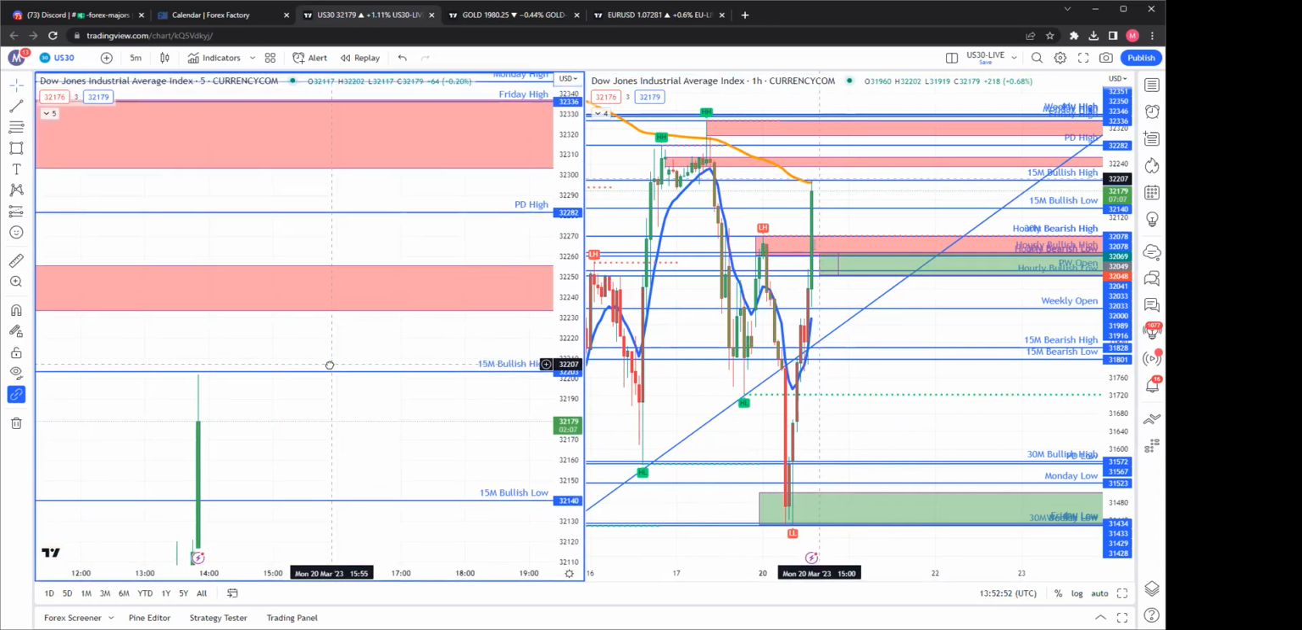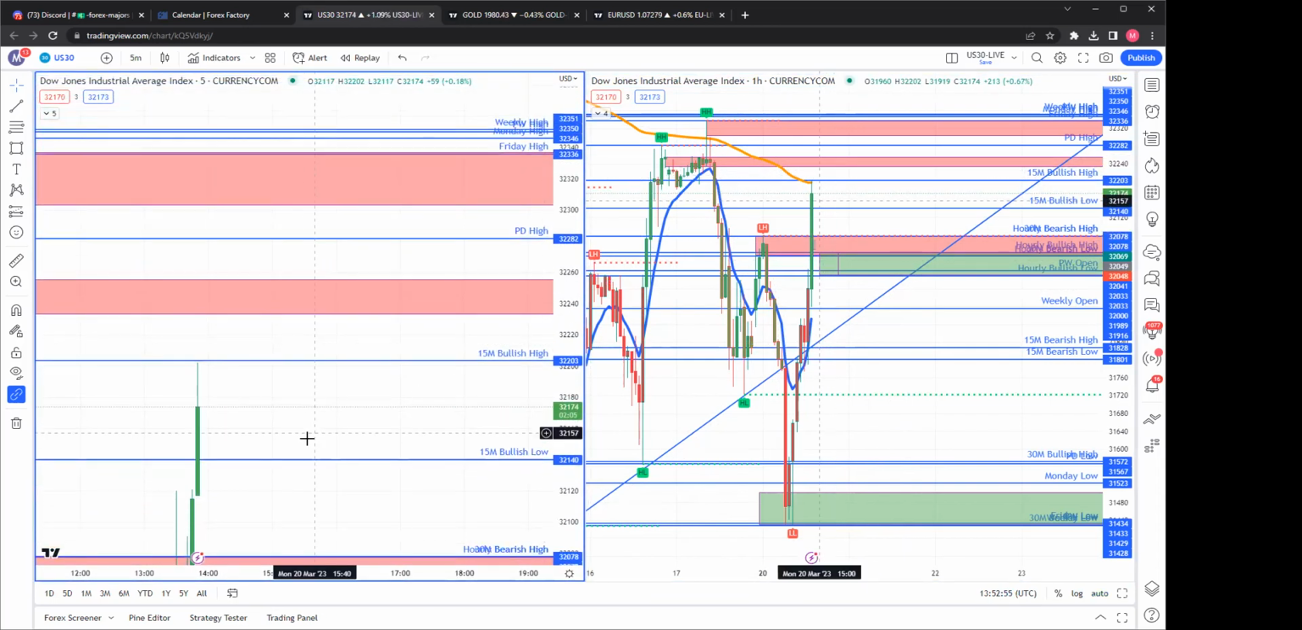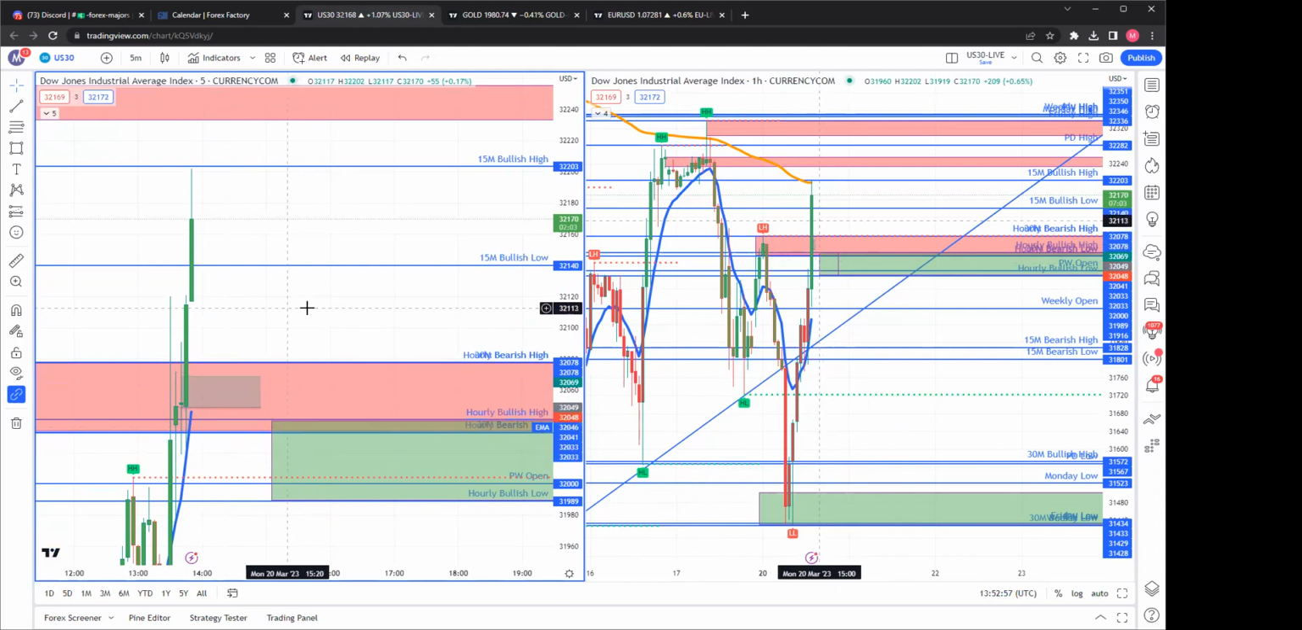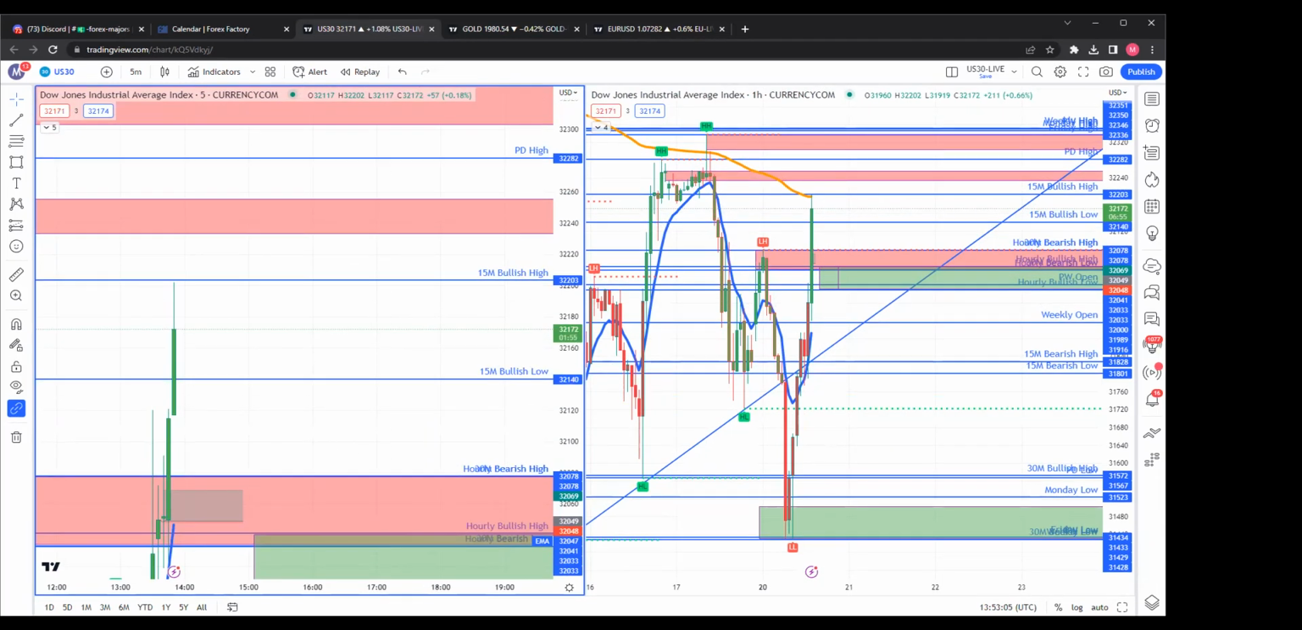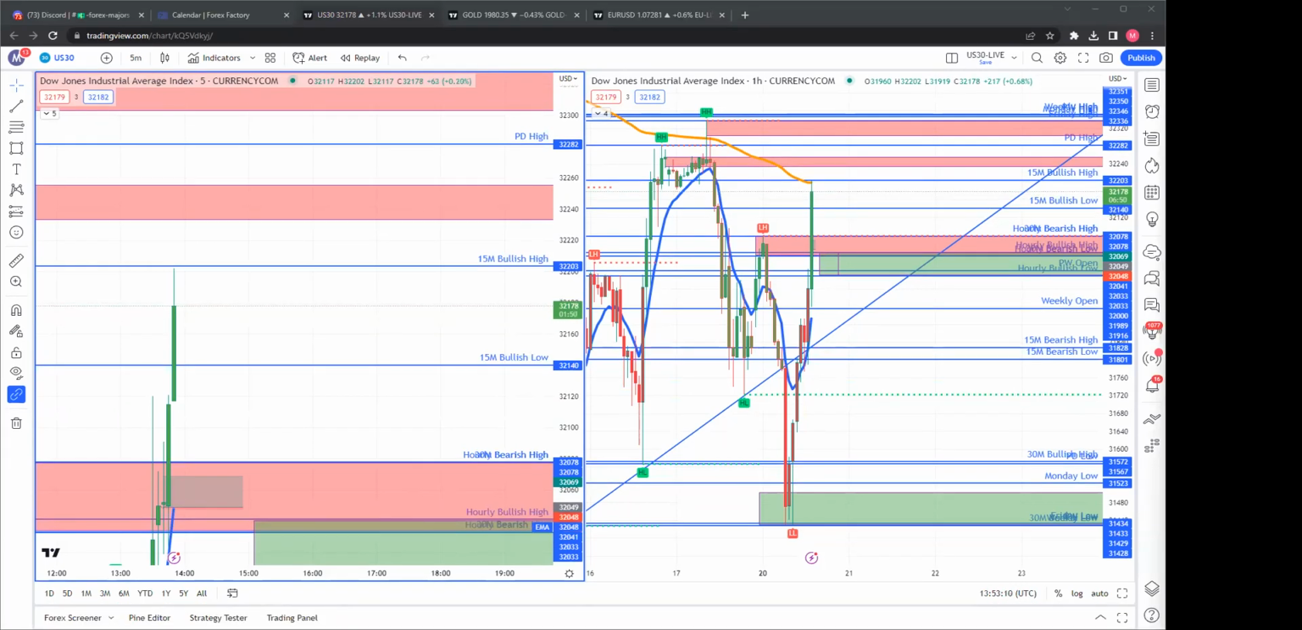But for me right now, price is away from my perfect sell zone, and we have a 15-minute bullish low here. So definitely we are bullish on US 30 right now. We're bullish on gold. Well, we're 50-50 on gold, but we're bullish on US 30 and we're bullish on EU.